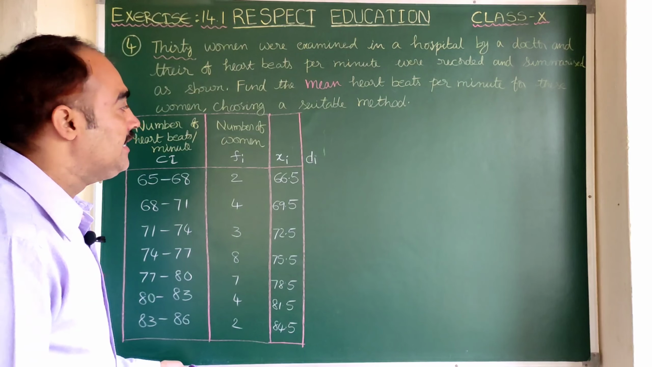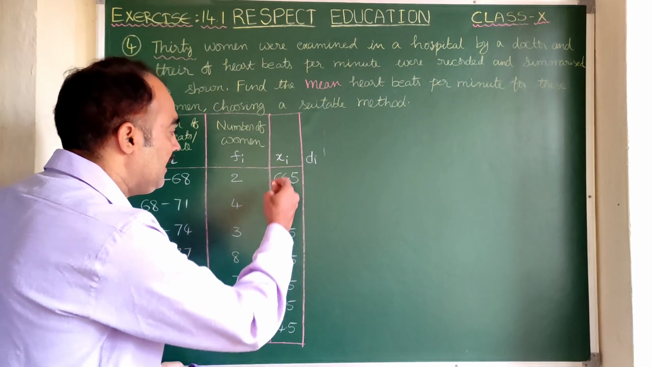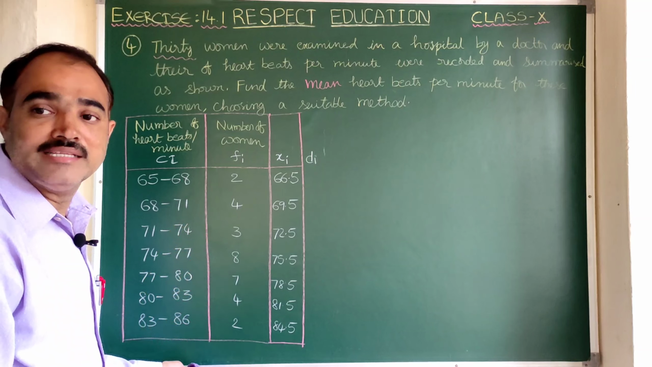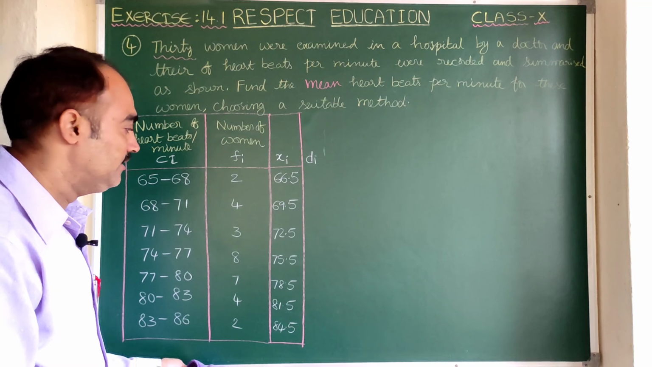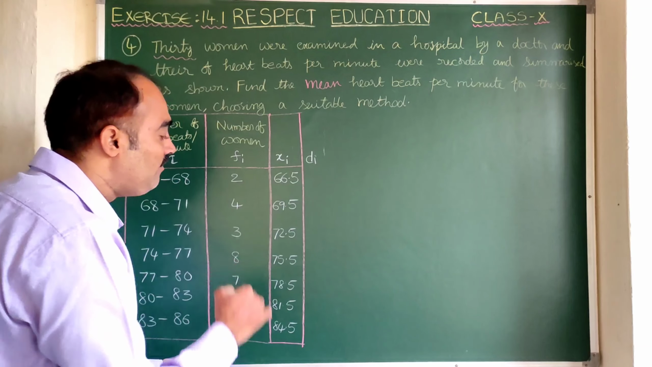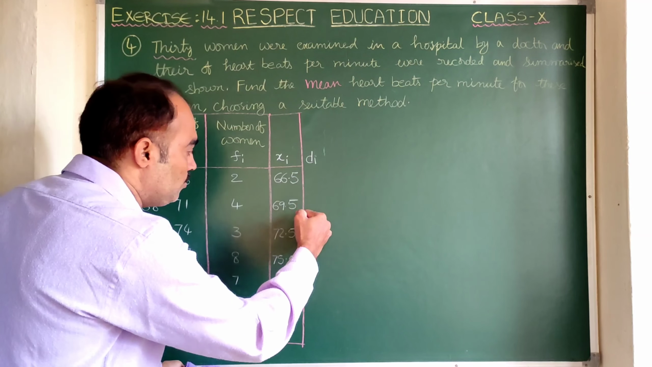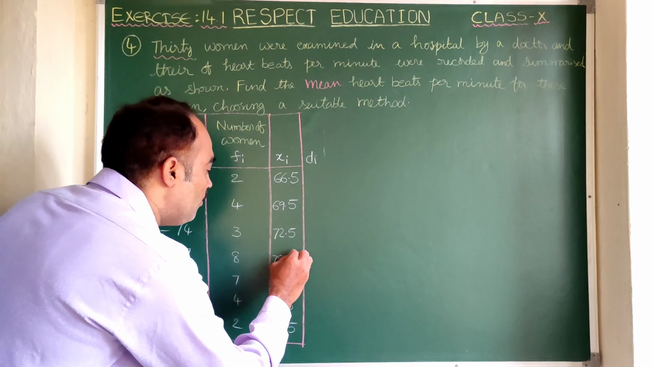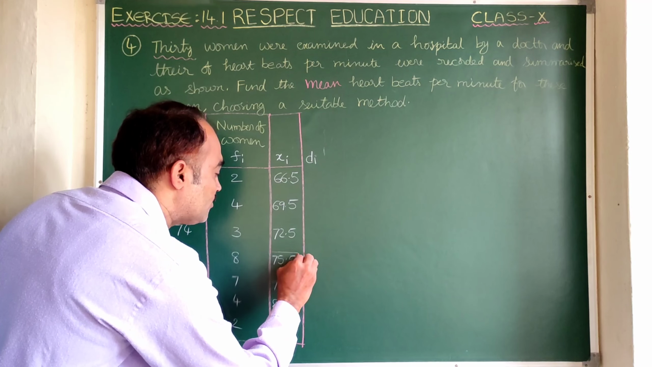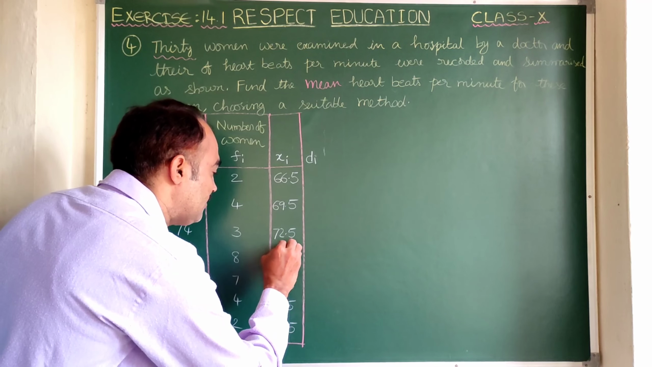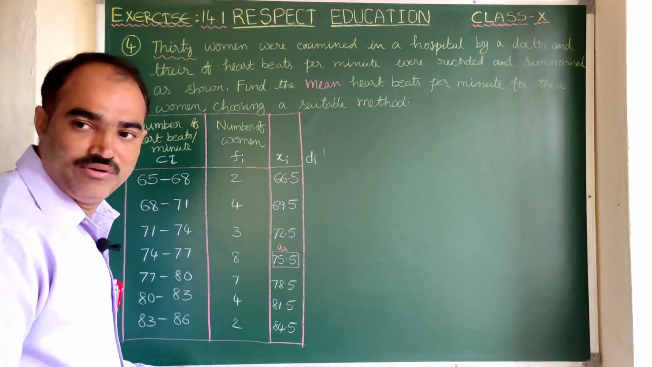How to find di here? In this list of xi, one value can be taken as a, the assumed mean. So here mostly we will take almost the middle value. Here you see 1, 2, 3, 4, 5, 6, 7 values are there, in which the fourth one is the middle one. So let us take this as a. Here a is equal to 75.5.